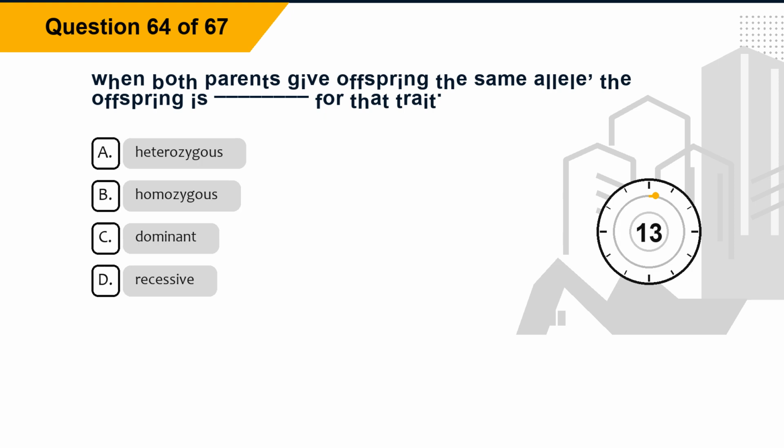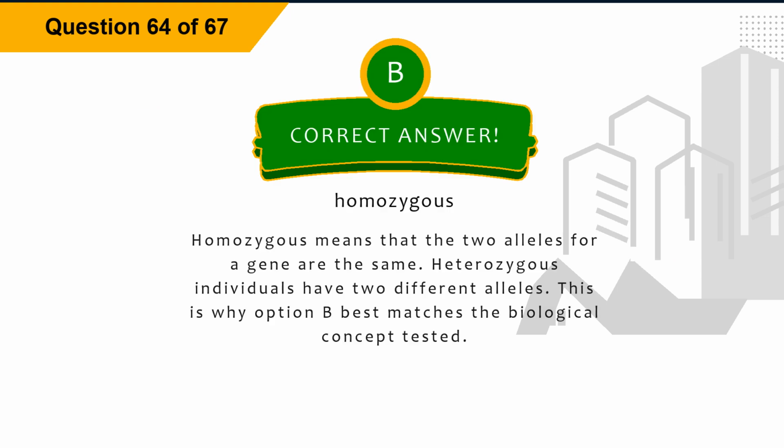Question 64. When both parents give offspring the same allele, the offspring is blank for that trait. Option A. Heterozygous. Option B. Homozygous. Option C. Dominant. Option D. Recessive. The correct answer is option B. Homozygous. Explanation. Homozygous means that the two alleles for a gene are the same. Heterozygous individuals have two different alleles. This is why option B best matches the biological concept tested.